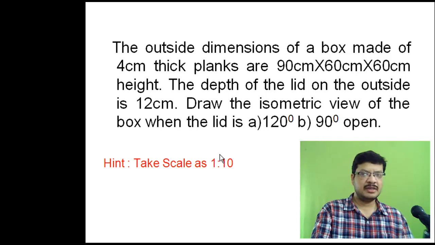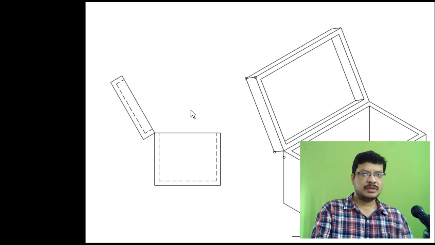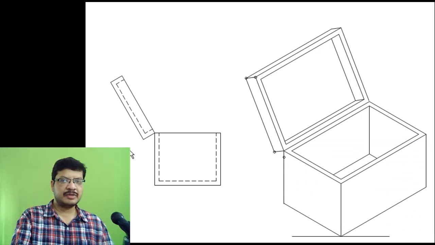That's why it is better to take 1:10 scale to represent all these dimensions in millimeters, and we can conveniently get the isometric view on the drawing sheet. So here the hint is take 1:10 scale. So here the orthographic projection of the box is shown. This bottom part of the box consists of only isometric lines. This lid portion is having non-isometric lines. So after drawing, the final isometric view is something like this that you have to obtain.